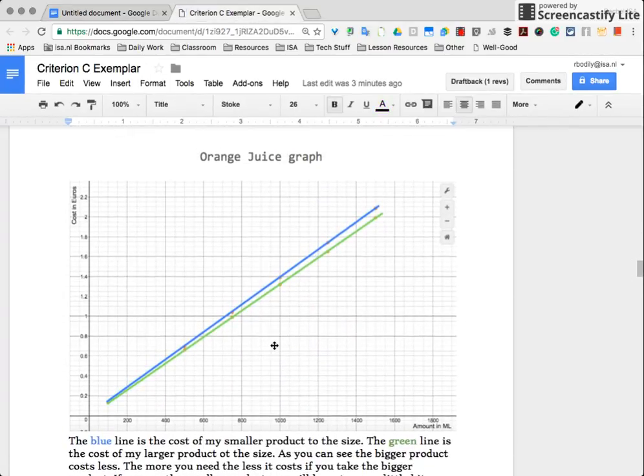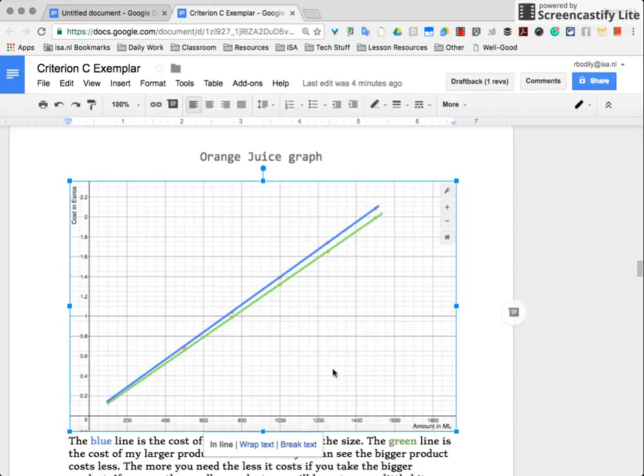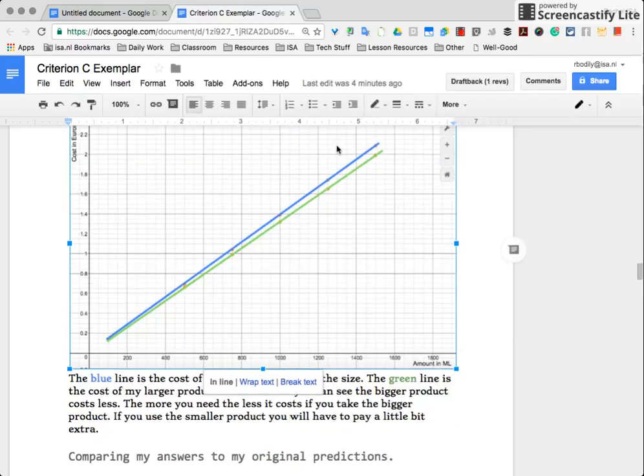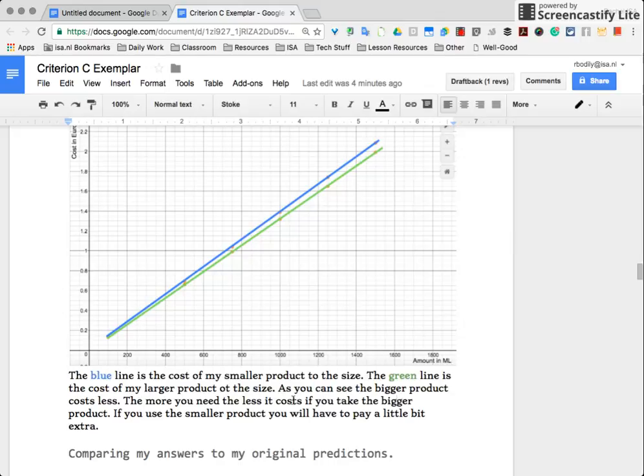There you go. So there's a really nice, clearly labeled graph. It's got the axes labeled. It's big enough so that I can read everything. Yeah, and it's stretched out so that it's easy to read. It's nice. The graph is labeled. It's really clearly and well done.